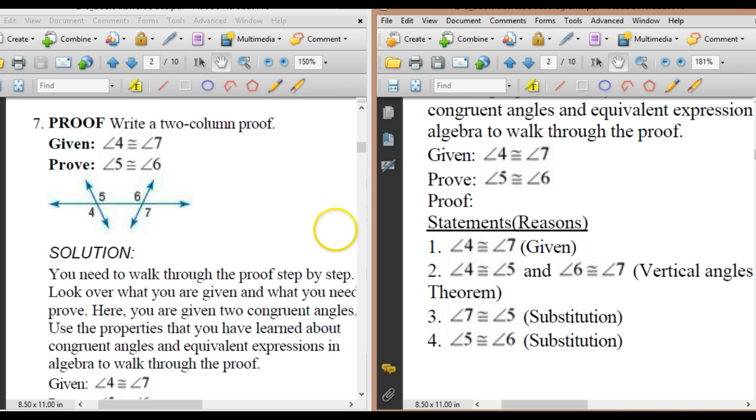Further on, we substitute again. So we want to arrive at this conclusion that 5 is congruent to 6. So we have that 7 is congruent to 5. Earlier we said that 6 is congruent to 7, so I could put 6 in place of 7. So let's take 7 out in this step. Let's put 6 in its place, and now we have 6 is congruent to 5, which is the same as saying 5 is congruent to 6. So through substitution, we proved that 5 is congruent to 6 if 4 is congruent to 7 in this diagram.